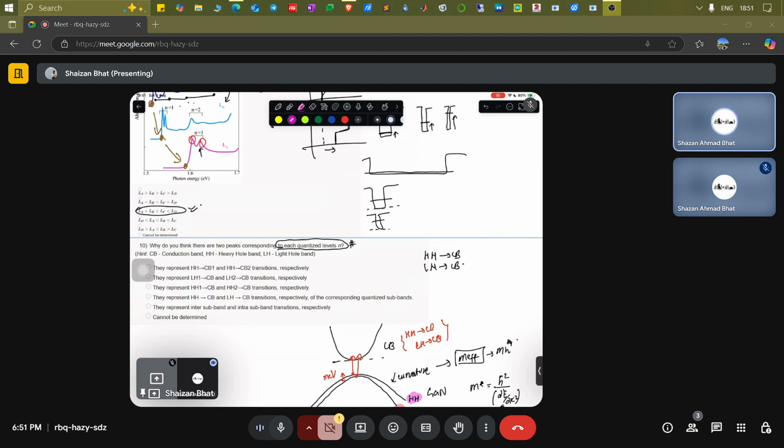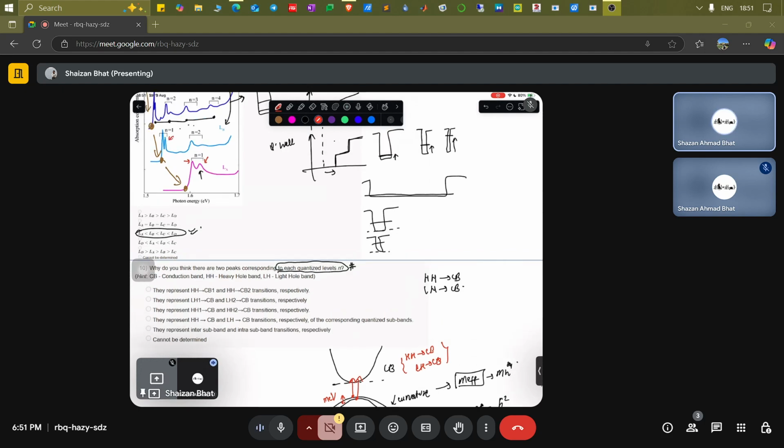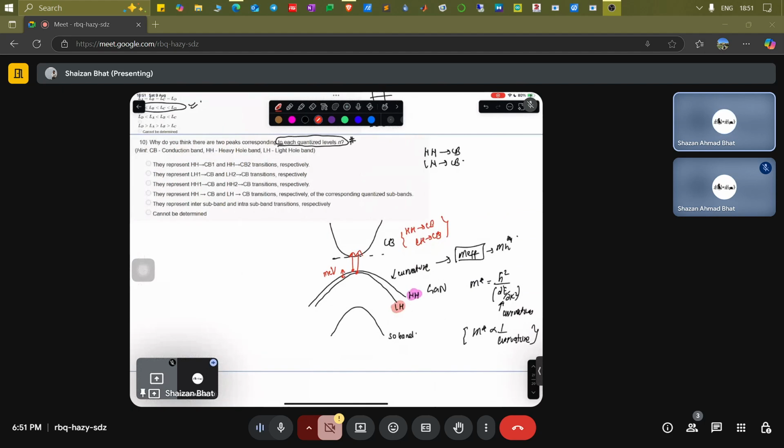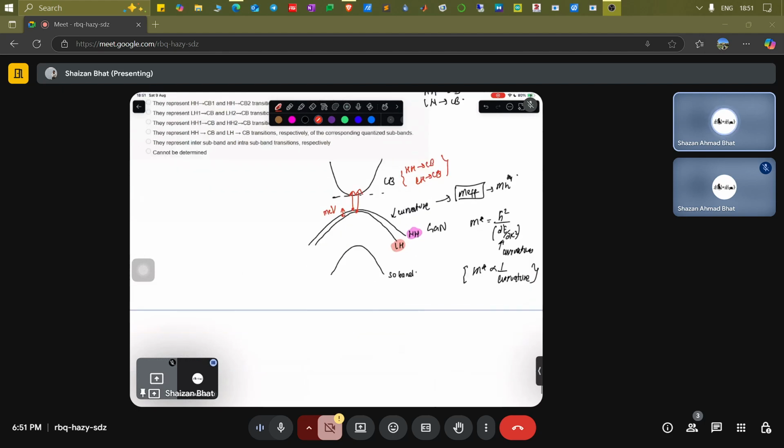Just like these peaks shown here, these two peaks, this one, this one, and similarly the other peaks. So that is basically the transition of these electrons from heavy hole to conduction band and light hole to conduction band. There can also be some transition from here to here, but that is a very different story altogether.